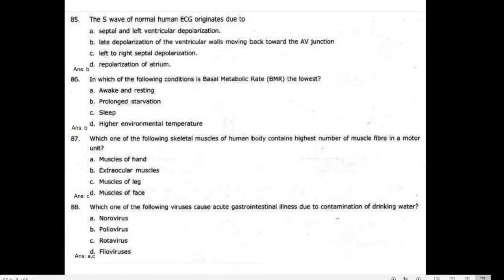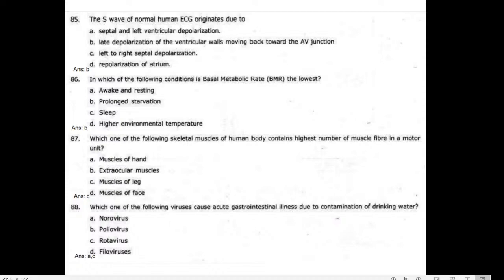In the case of norovirus and rotavirus, they affect the gastrointestinal tract. Likewise, polio affects the spinal cord muscles. The muscles become weak, and it causes paralysis. That is the very dangerous part from this point of view.